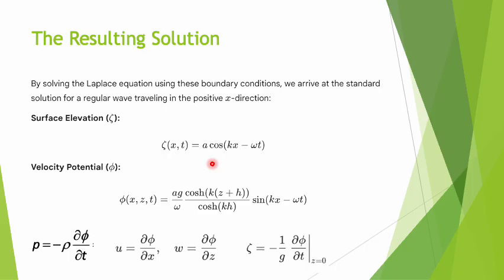Based on the simplified boundary condition, the solution of the Laplace equation can be obtained analytically and is expressed as follows. From the velocity potential phi, we can determine key physical quantities, including the dynamic pressure, the horizontal and vertical velocity components, and the surface elevation.